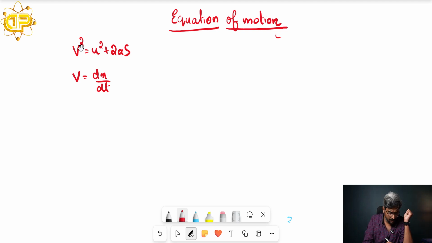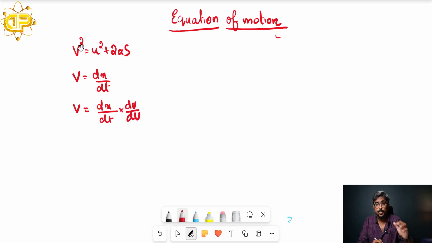So here I'm just using a small rearrangement. Let us observe carefully. dx by dt into dv by dv. If I'm writing like this, is there any issue? dv by dv, so the value is 1. So there is no change. So you can write like this.